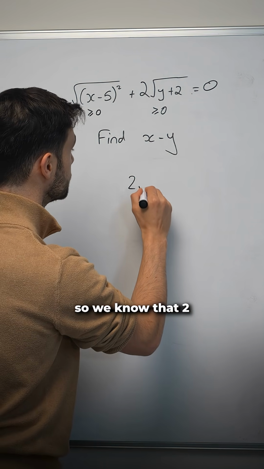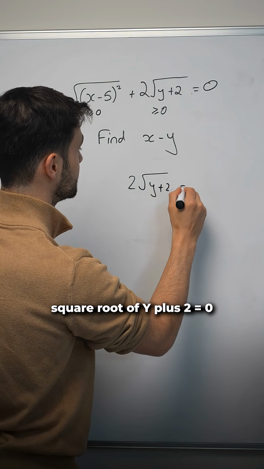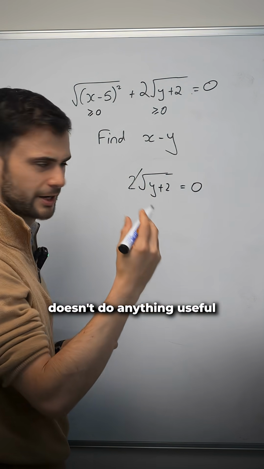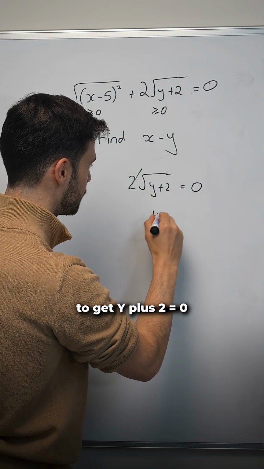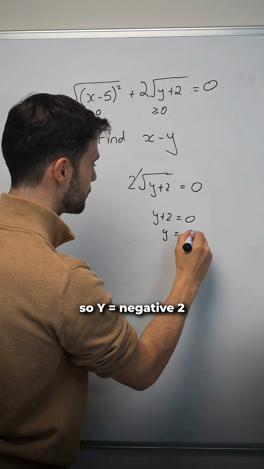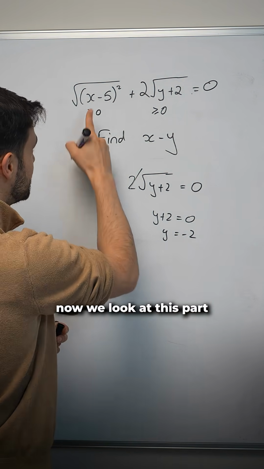So we know that 2 times the square root of (y plus 2) is equal to 0. So that 2 doesn't do anything useful. And then we can square both sides to get y plus 2 equals 0. So y equals negative 2. That's a great start. Now we look at this part.